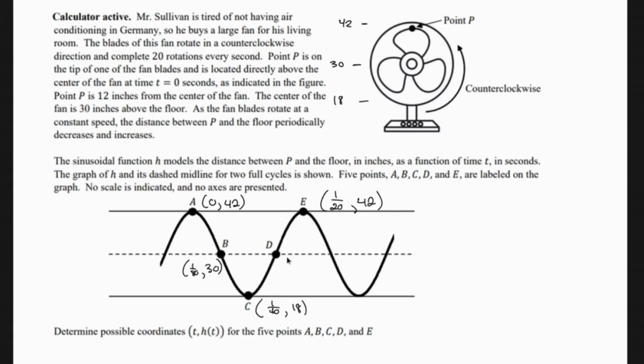D is going to be the confusing one. Every time we go from one point to the next, we can now see that it's 1/80th of a second. So I'm here at 1/40th. I need to find out what 1/40th plus 1/80th is. And so maybe I multiply the top and the bottom by 2 here to get 2/80ths plus 1/80th, so you're going to be 3/80ths. And we're back at the midline, which is 30.